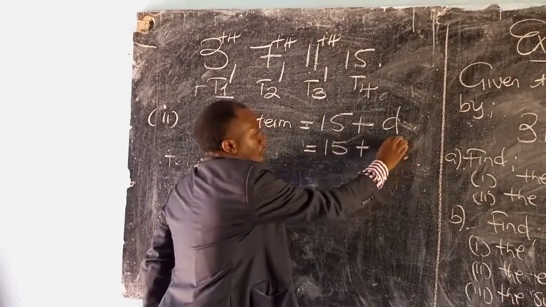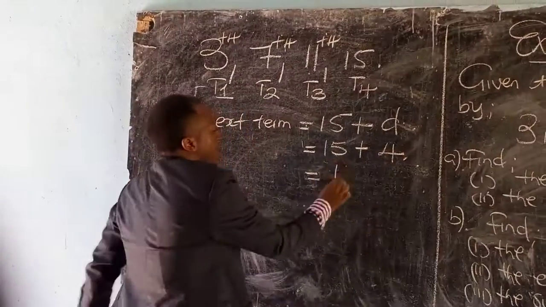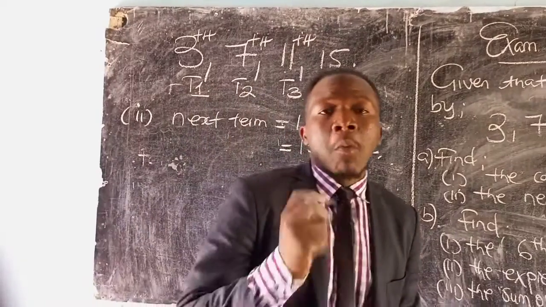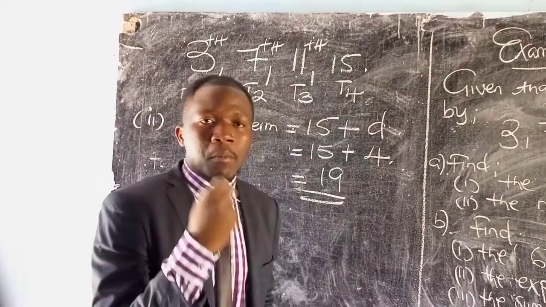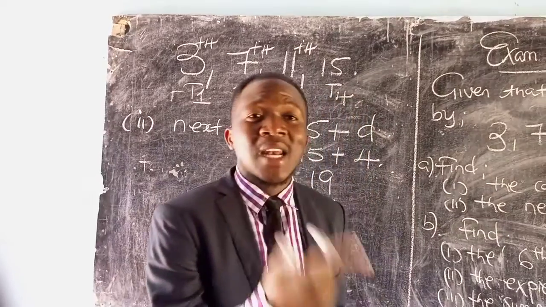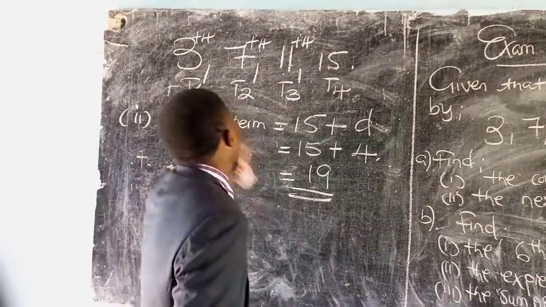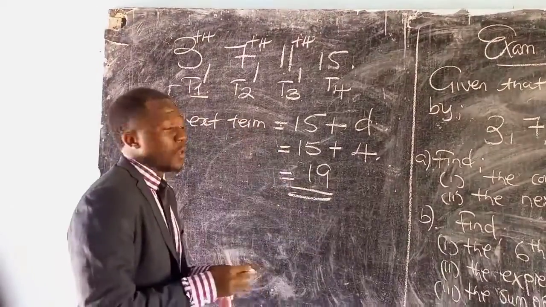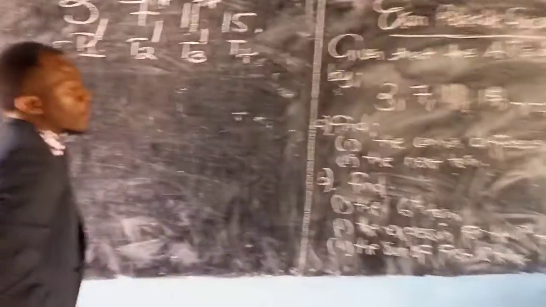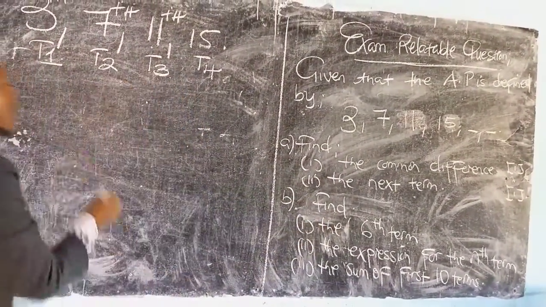So the number being found was 4, then we're going to add 15 plus 4, the next term is 19. So this is how we need to understand it. Most importantly, you must be able to know after the sequence has ended, it ends with a certain number. That number, when added with the common difference, will give you the next term. So this is what we need to know. We go to B. So when we go to B, we are going to say find 1, the 60th term.